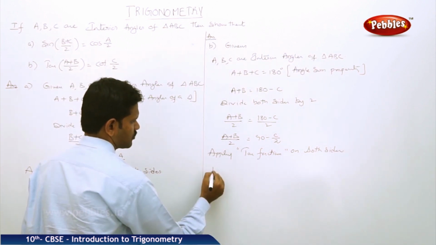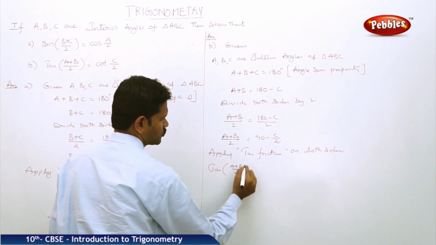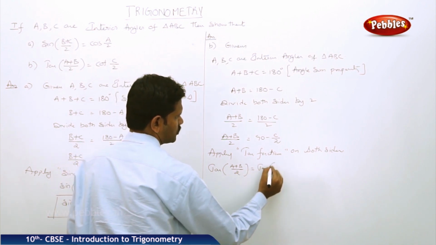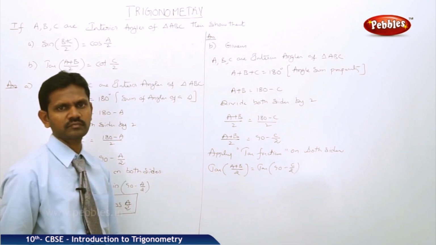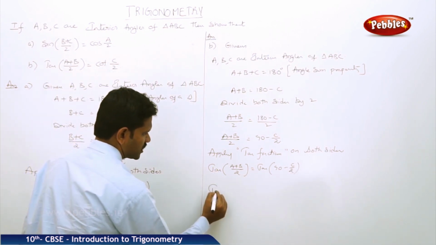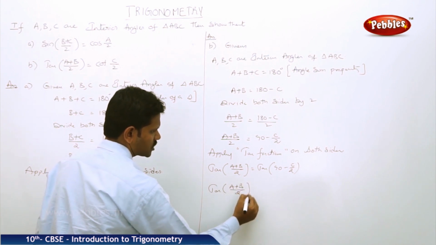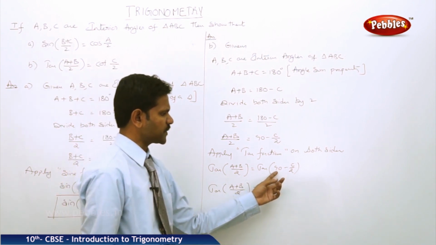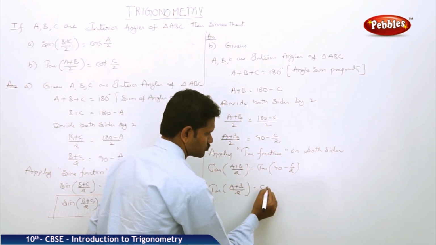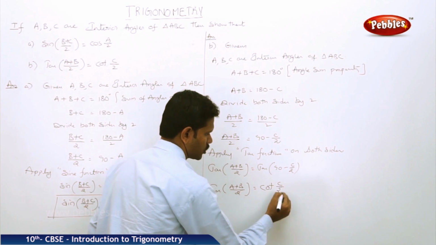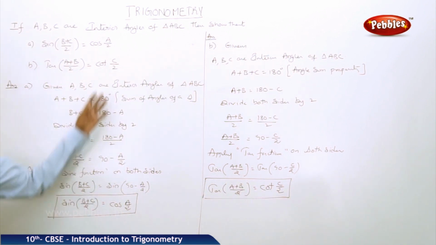That is, tan of (A plus B) by 2 is equal to tan of (90 minus C by 2). That is, we know well, with respect to 90, the trigonometric function tan changes to cot, C by 2. Hence proved.